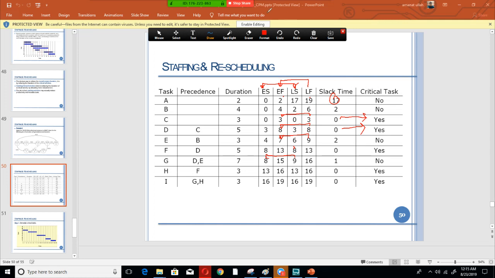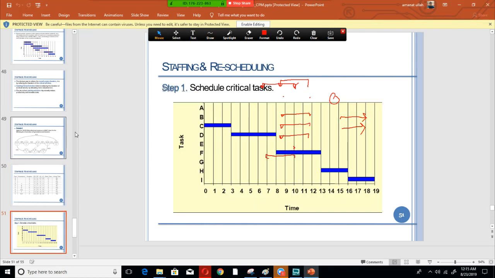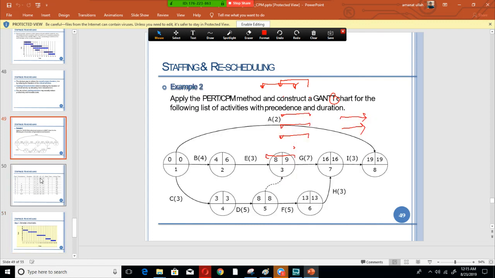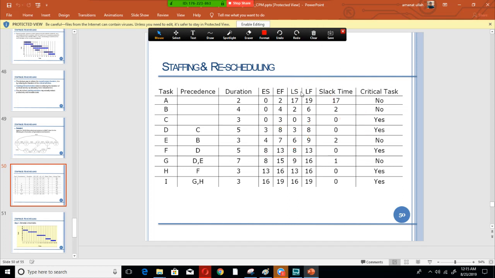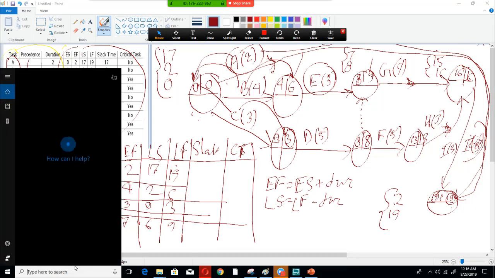So moving on, in the next slide what we have to do is, friend, how did you get a slack time of 1 for this? Oh, for a slack time, how is it 1? The slack time of A is 17. Oh, acha, acha, I had left the cursor on the 7. Oh, acha. Acha. So now let's take a screenshot of this over here.